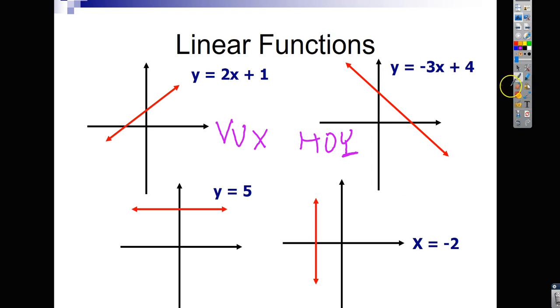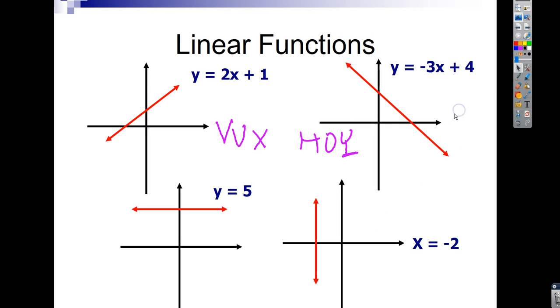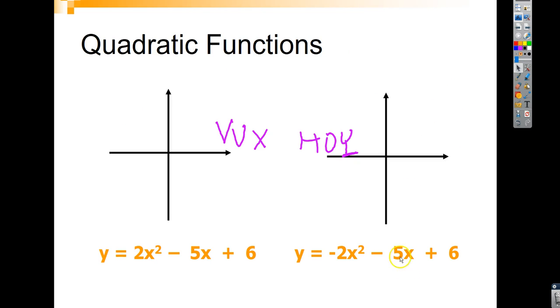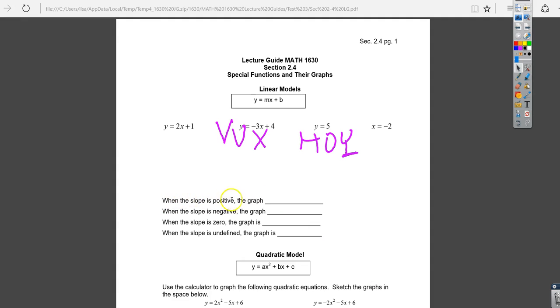So here where it says, when the slope is positive, the graph increases from left to right. When the slope is negative, the graph decreases from left to right. When the slope is 0, the graph is horizontal, and when the slope is undefined, the graph is vertical.